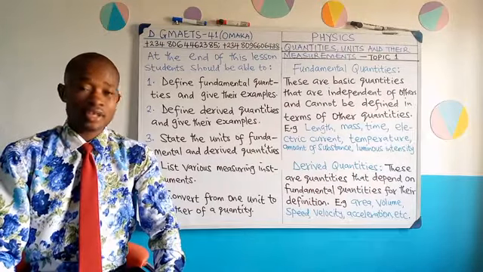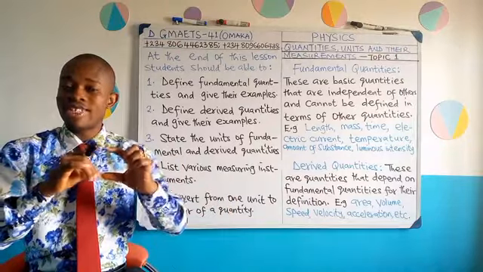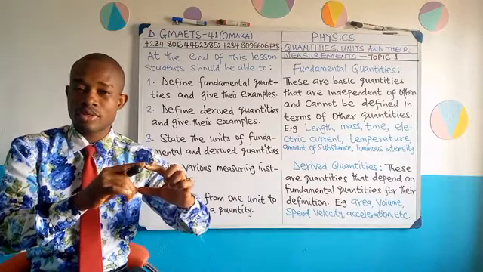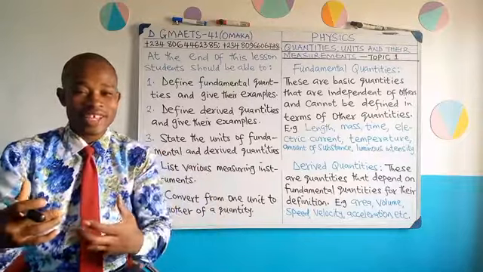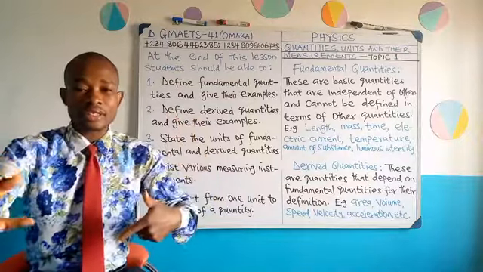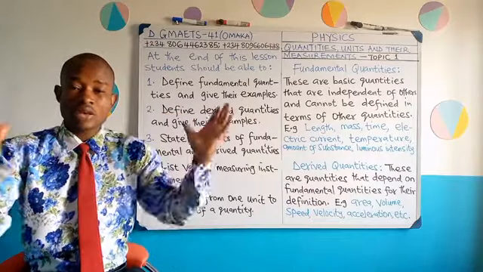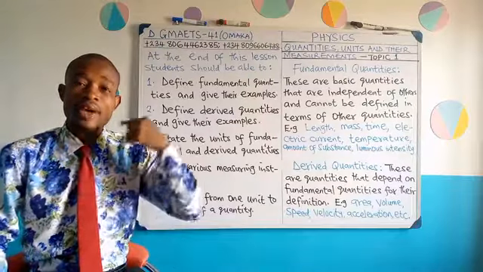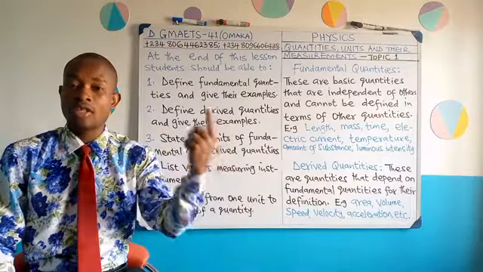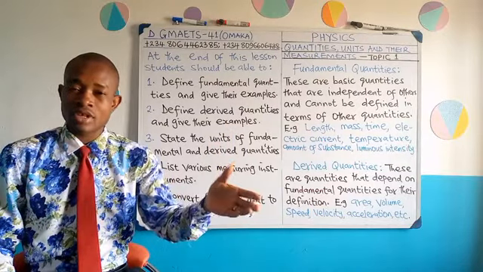Let us now look at derived quantities. Derived, just like the word goes, derived. It simply means we get them from somewhere. We obtain them from somewhere. And when you obtain something from another, it means that that thing depends on the other. So simply put, derived quantities are those physical quantities that depend on other quantities for their definition. The other quantities they depend on are fundamental quantities.